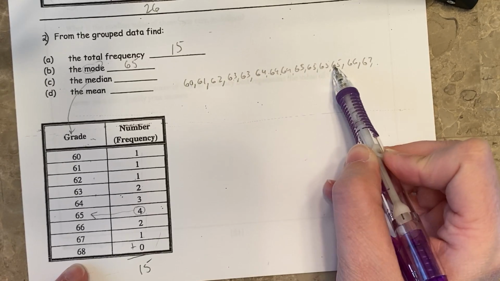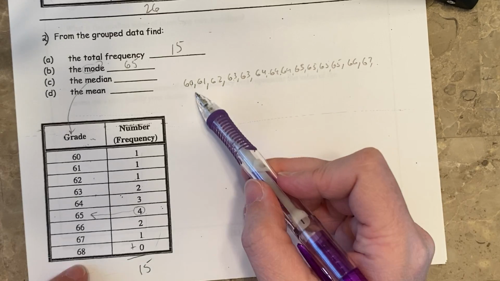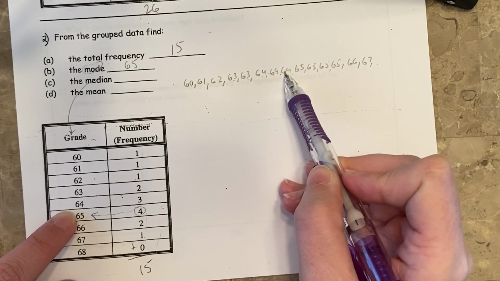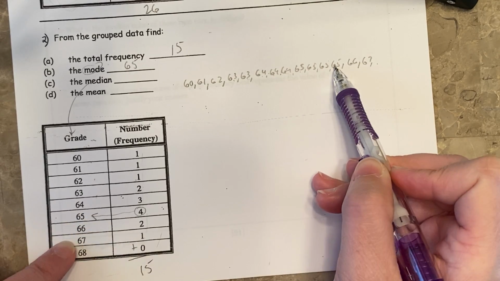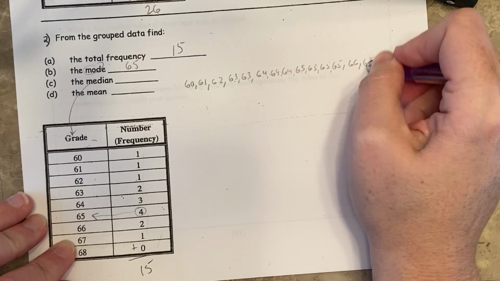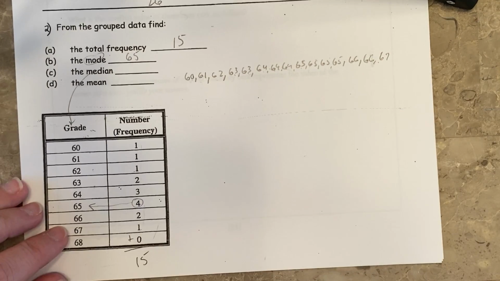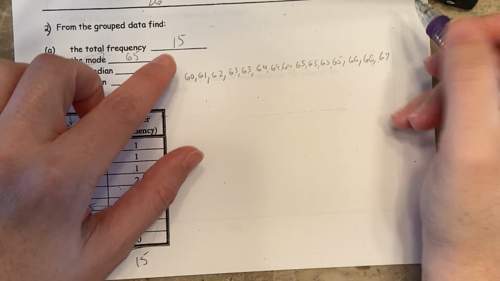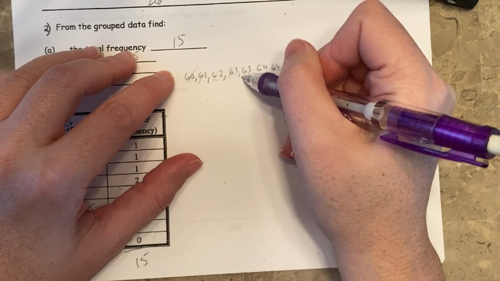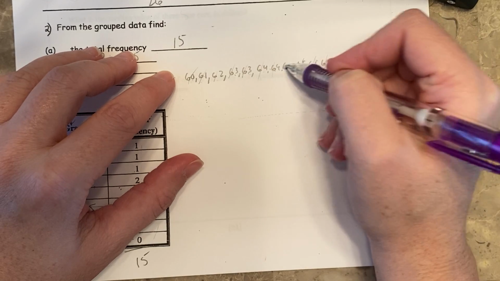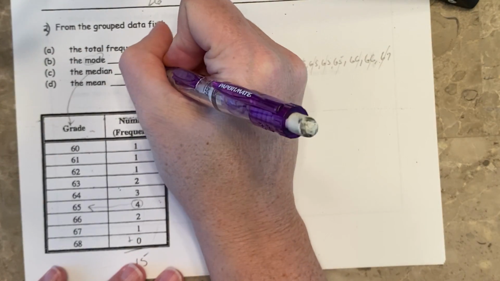9, 10, 11, 12, 13, 14. Oh, what did I do? 62, 3, 4. Oh, I forgot a 66. So it's always good to check. Always check. All right, so median: 1, 2, 3, 4, 5. Remember, it's the middle number. And that is 64.